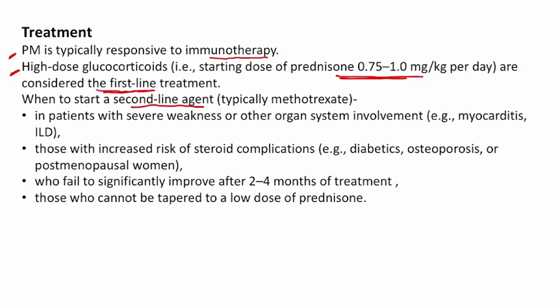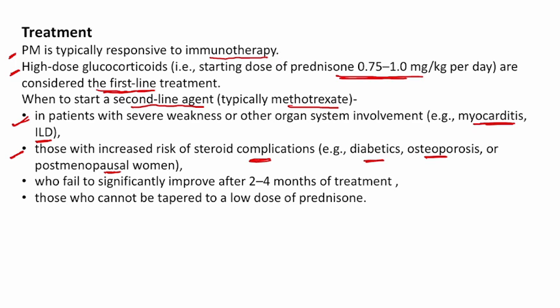सेकेंड लाइन ट्रीटमेंट हम कब शुरू करते हैं? सेकेंड लाइन है क्या? मेथोट्रेक्सेट. दो अदर भी हैं, बट वी स्टार्ट विद मेथोट्रेक्सेट. कब करेंगे? अगर कोई दूसरा ऑर्गन इन्वॉल्व है, फॉर एग्जांपल मायोकार्डाइटिस है या आईएलडी. स्टीरॉयड कॉम्प्लिकेशन का ज़्यादा रिस्क है. पोस्ट मेनोपॉजल वुमेन में ज़्यादा रिस्क होता है, ऑस्टियोपोरोसिस में रिस्क होता है, डायबिटिक्स में रिस्क होता है. तो उस सिचुएशन में वी विल स्टार्ट मेथोट्रेक्सेट, राइट?